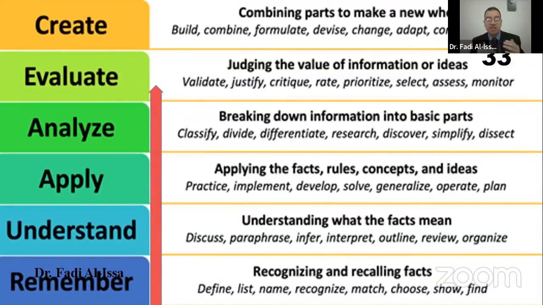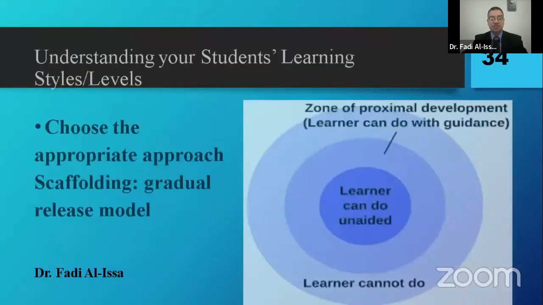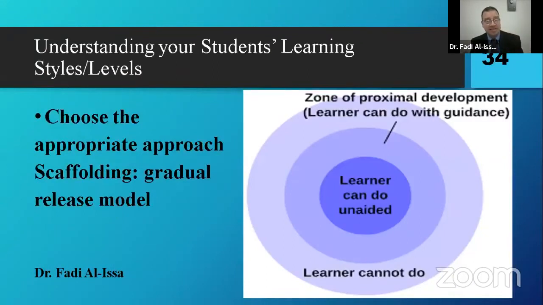You need to keep in mind that you have mixed ability classrooms, and that means you have students who are high achievers and you have students who are low achievers. You need to differentiate the way you address these students. You need to address them according to the level they are at, the level of fluency and proficiency they are at. Once you understand the student's learning style and learning level, that's when learning can really start happening.